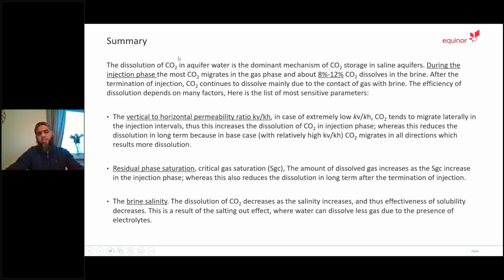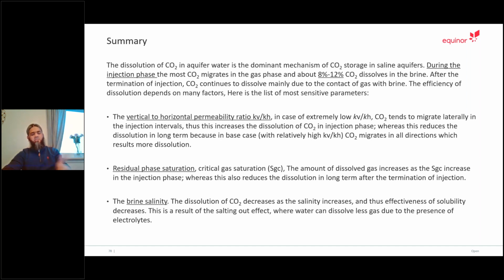Yeah, it's just a summary that CO2 dissolution is a dominant mechanism, and during this injection phase, or you can say the injection interval, we have dissolution from 8 to 12, and in vertical to horizontal it goes to around 16. So let's say it's from 10 to 16% CO2 dissolved in the brine, and then in a longer run, it could go even to, what I see in simulations, 34, 36%. And as I explained, we see the effect of the vertical to horizontal permeability ratio.